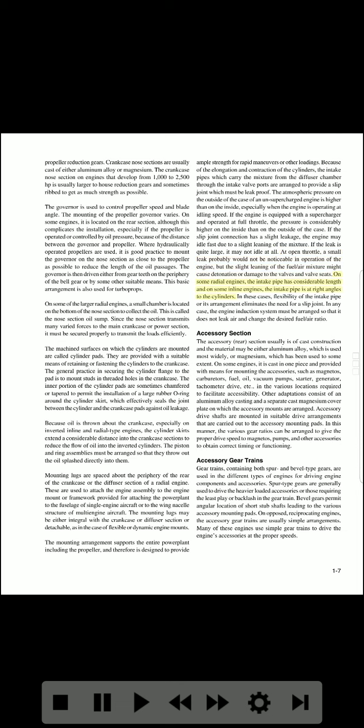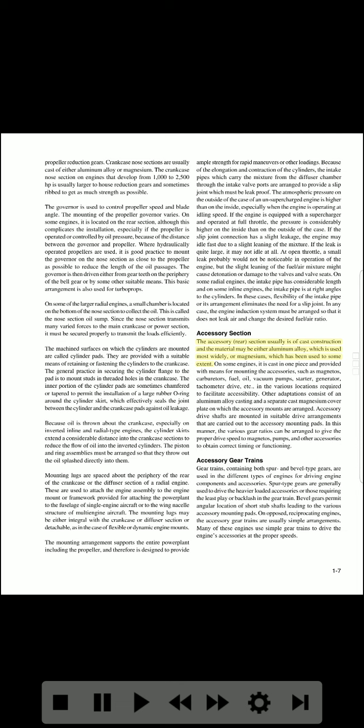On some radial engines, the intake pipe has considerable length, and on some inline engines, the intake pipe is at right angles to the cylinders. In these cases, flexibility of the intake pipe or its arrangement eliminates the need for a slip joint. In any case, the engine induction system must be arranged so that it does not leak air, and change the desired fuel/air ratio.